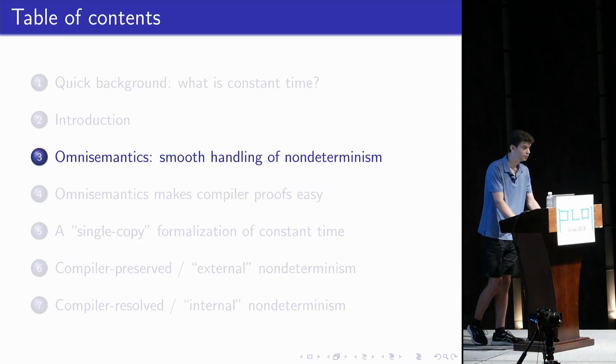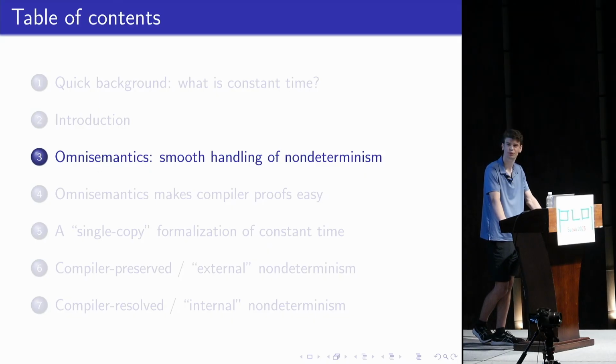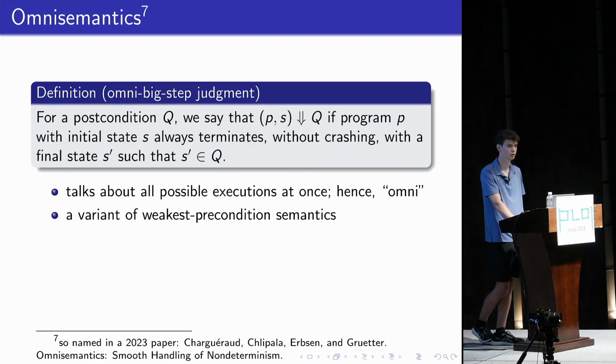All right. So I want to talk about specifications saying that compilers preserve constant time, but I'll start by talking about specifications of functional correctness for compilers with non-deterministic languages, because it turns out that's interesting. To do that, I'll start by talking about a nice way of writing down semantics for non-deterministic languages. This has been called omnisemantics in past work.